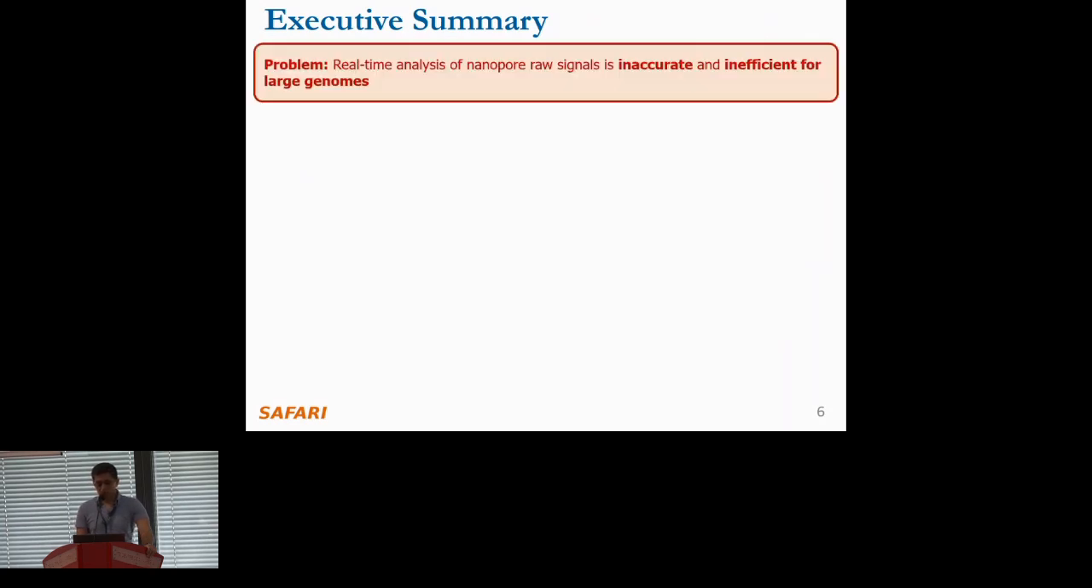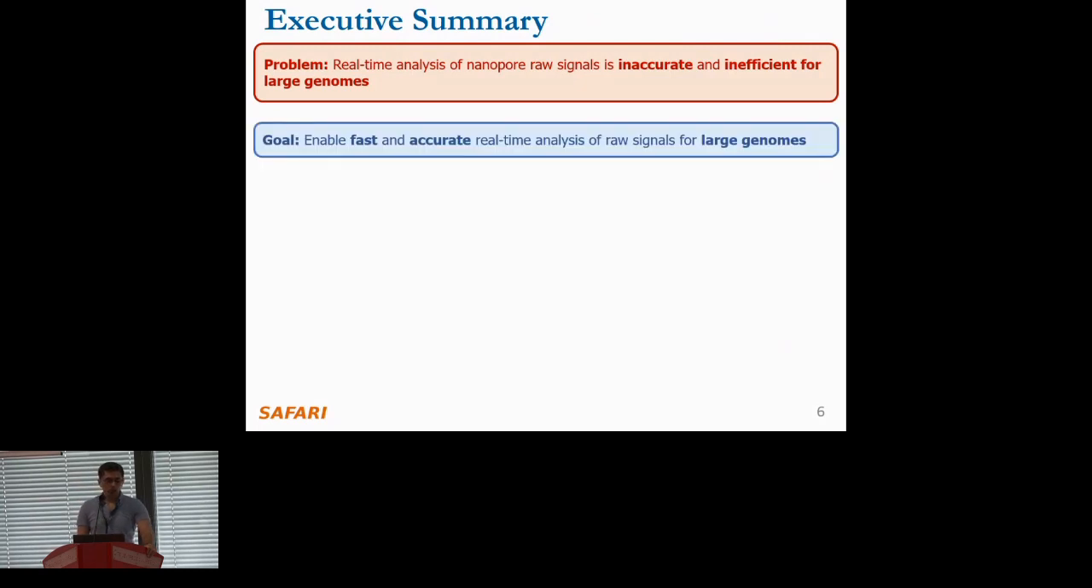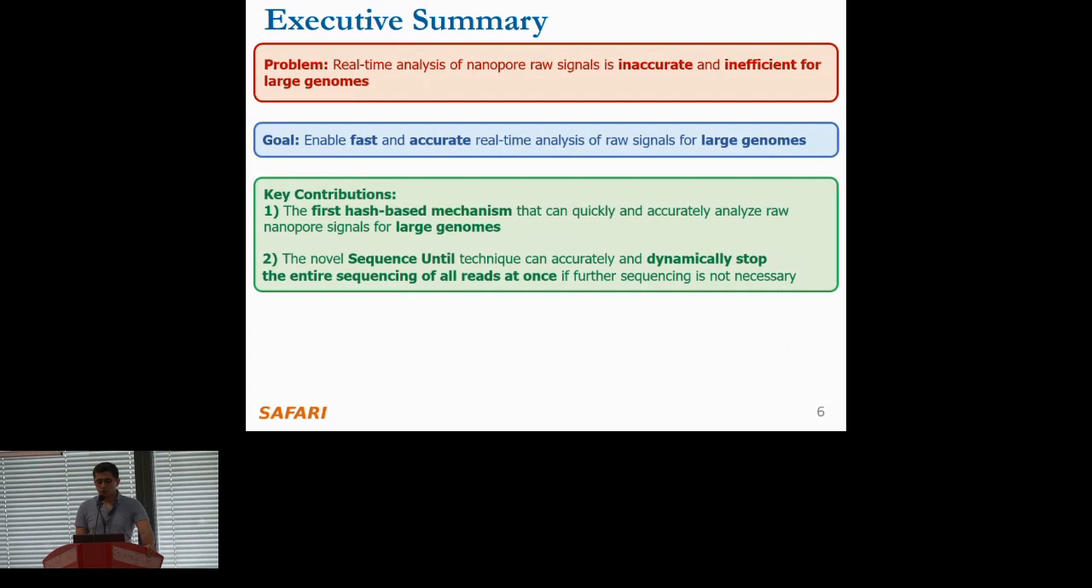Now that we have some basic background on real-time analysis with nanopore sequencing, let's go over an executive summary of our work. Real-time analysis of raw nanopore signals lacks the necessary accuracy and speed for large genomes. This issue hinders us from fully exploiting the potential of nanopore sequencing. Our goal in this work is to enable fast and accurate real-time analysis of raw signals for large genomes. To this end, we make two key contributions. First, we introduce the first hash-based mechanism for quick and accurate real-time analysis of raw nanopore signals for large genomes. Second, we introduce a novel technique called sequence until that can accurately and dynamically stop the entire sequencing run if further sequencing is not necessary.